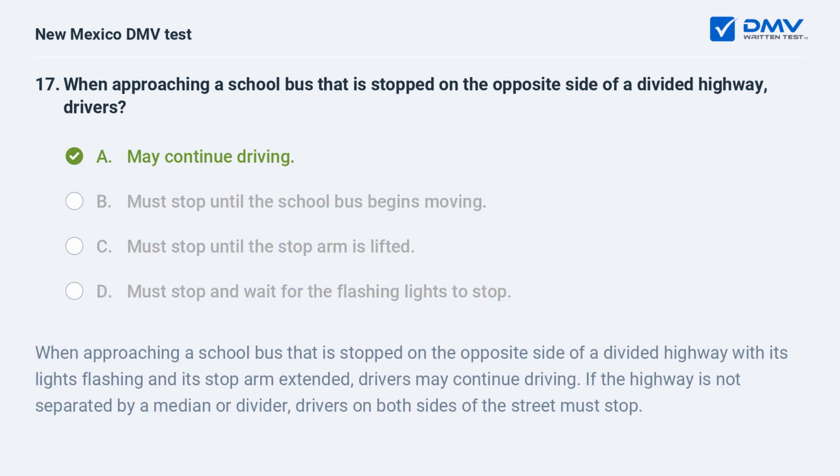A. May continue driving. When approaching a school bus that is stopped on the opposite side of a divided highway with its lights flashing and its stop arm extended, drivers may continue driving. If the highway is not separated by a median or divider, drivers on both sides of the street must stop.